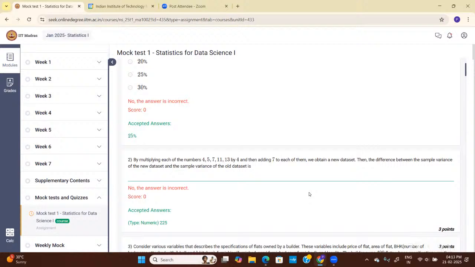Are the mock test questions and the qualifying exam questions similar, in question level and pattern, for the upcoming exam on 23rd February? Yes, the question pattern is similar. See, this mock test is given to you to have an idea about the quiz. So it will be a similar kind of question.